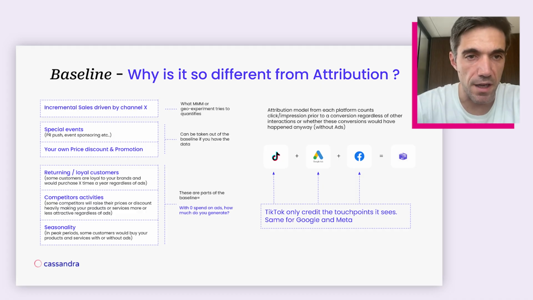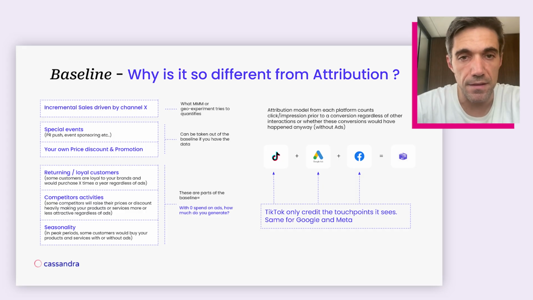What can also be in a baseline are your own price discount and promotion campaigns and all special events like PR events or event sponsorships, etc. Special events and price discounts and promotions can be in a baseline if you don't have the discrete data points for them, or they can be taken out. Regardless of that distinction, whatever comes on top of the baseline is the incremental sales driven by a given channel. And that's how MMMs are built.